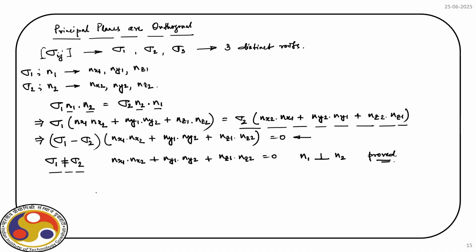So, we have two principal planes, sigma 1 and sigma 2, with corresponding direction cosines n1 and n2, and they are orthogonal. Similarly, we can also prove n2 is orthogonal to n3 and n3 is orthogonal to n1. That means we have three principal directions, each of them orthogonal to each other.